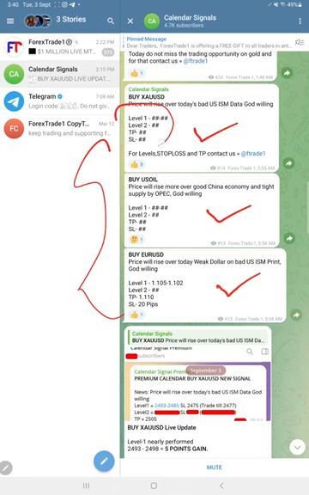Initially the levels are not revealed in this channel, but we gave the overall direction for gold, that gold price will go up, so buy gold is given. Likewise, the same for US oil. Initially, the levels are not revealed. These levels are given to our premium clients during this time.